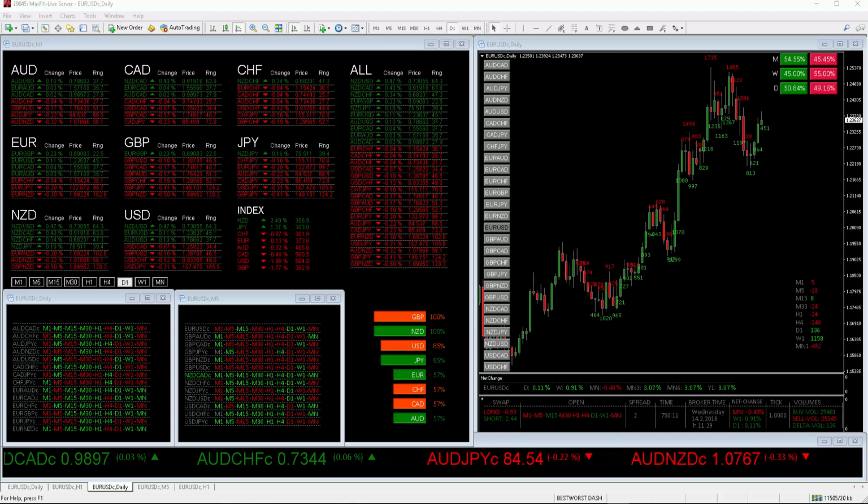Today is Wednesday, February the 14th, and it's 10:30 in the morning. Let's see how the Forex market is performing through the index grid of our best and worst dashboard.